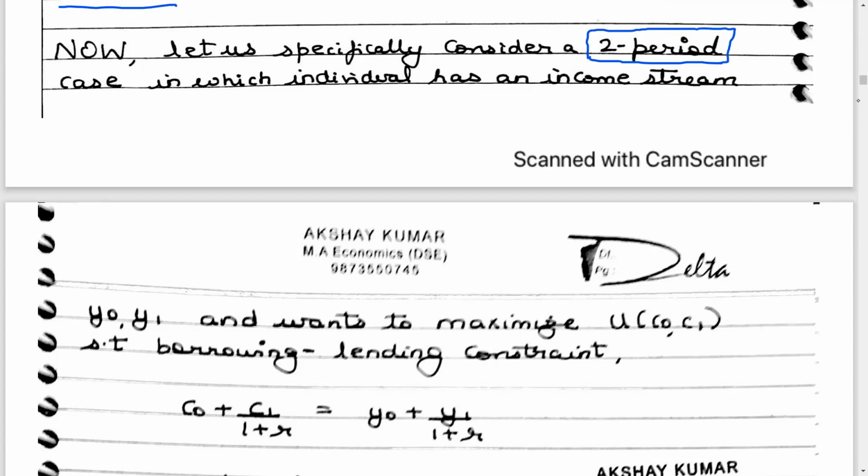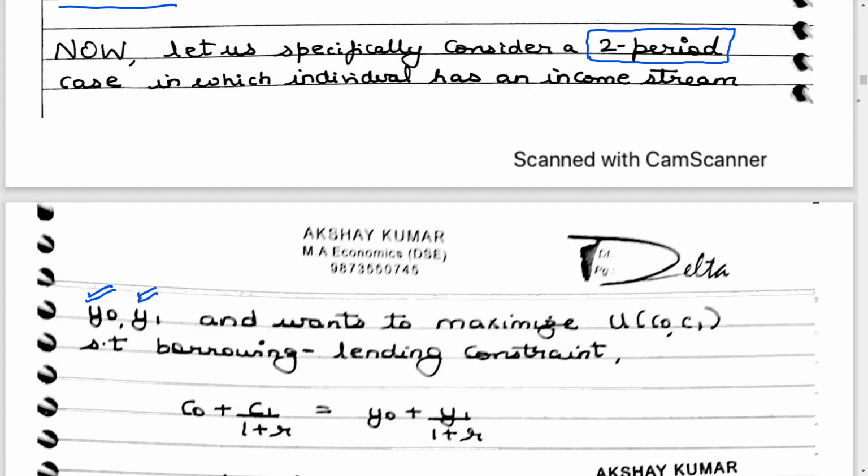Suppose an individual has only 2 periods in his life, and in period 0 the consumer earns an income of Y0. In period 1 the consumer earns an income of Y1. It is identical to the model which we have done in the intertemporal choice lectures of intermediate microeconomics.